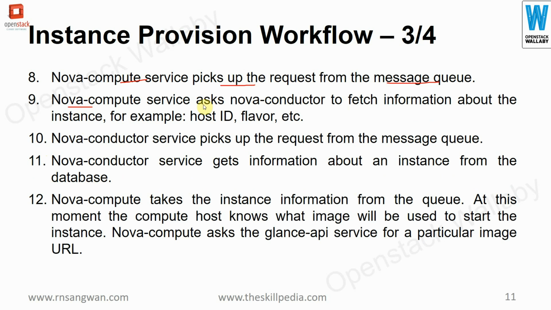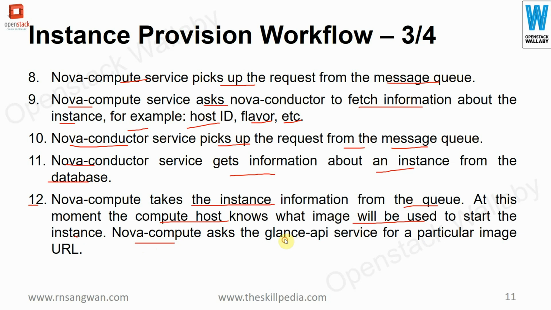The Nova compute service asks the Nova conductor to fetch information about the instance, for example host ID, flavors, etc. Then step number 10, the Nova conductor service picks up the request from the message queue. The Nova conductor service gets information about the instance from the database. Then step number 12, Nova compute takes the instance information from the queue. At this moment, the Nova compute host knows what image will be used to start the instance.